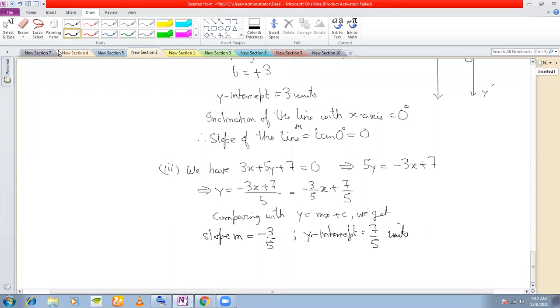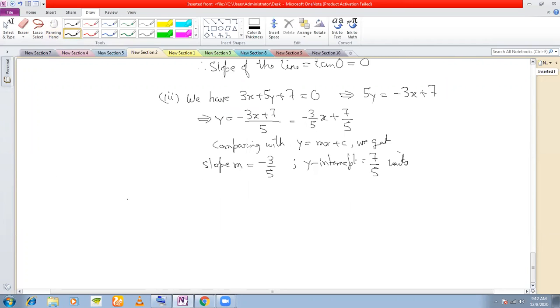Now, just a small question. You won't require this conversion, but tell me, how will you convert this straight line? Suppose I give you a straight line, 3x plus 5y plus 7 is equal to 0. How will you convert this straight line to a point slope form? We have already converted the two equations in these examples into slope intercept form. How will you convert this straight line to a point slope form? Any idea? No idea? Anyone?